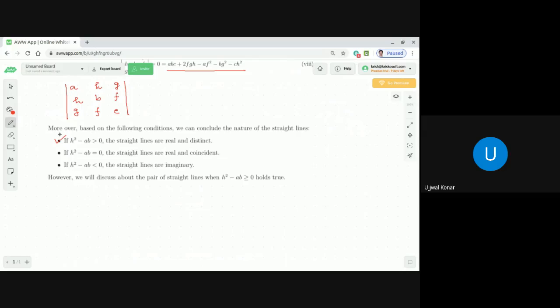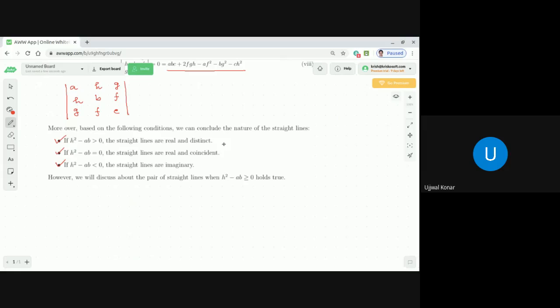If h square minus ab is equal to 0, we say the straight lines are real and coincident. And if h square minus ab is less than 0, we say the straight lines are imaginary. But what we will discuss, dear students, as time goes by, is when h square minus ab is either greater than 0 or equal to 0.